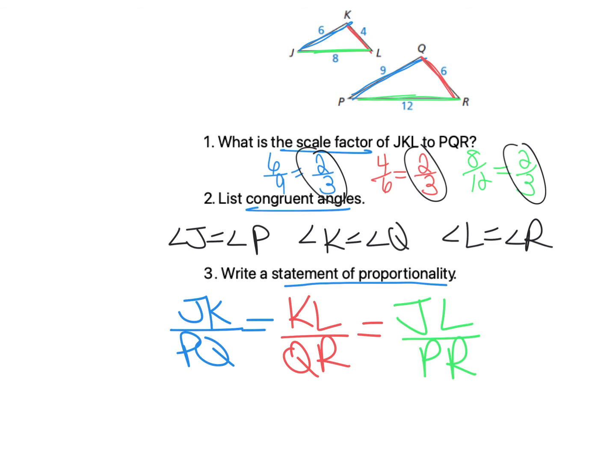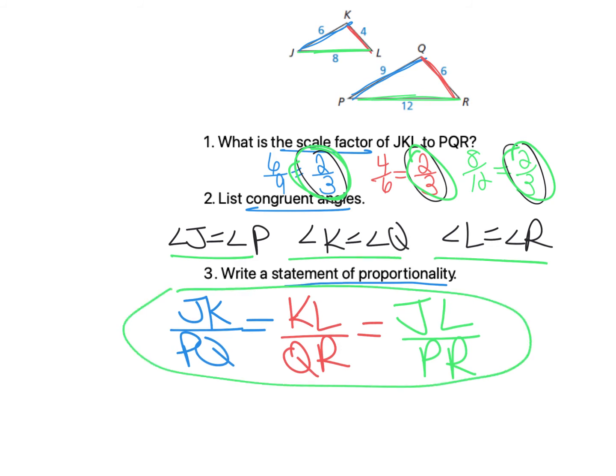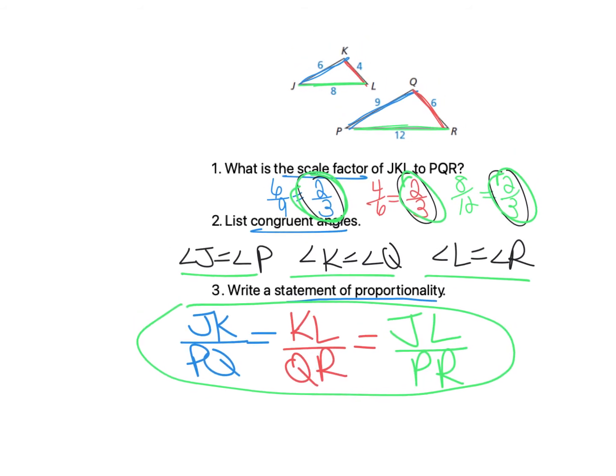Okay, so if you notice, our scale factor should be 2/3. No matter which pair of sides you use, you should have got 2/3. My congruent angles: J is congruent to P, K and Q, L and R. And my statement of proportionality, if you noticed, I color-coded them up here. The blues equal the proportion of the red equals the ratio of the green. So just double check that you have that correct.